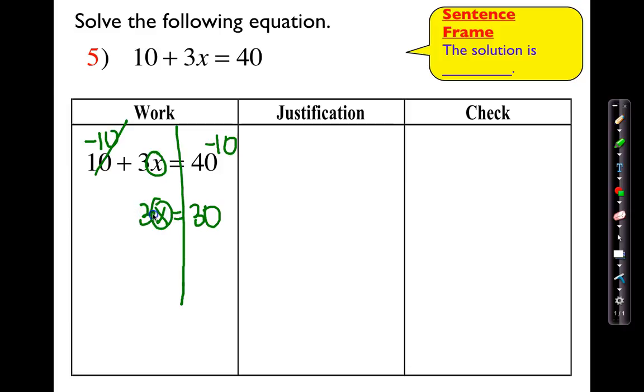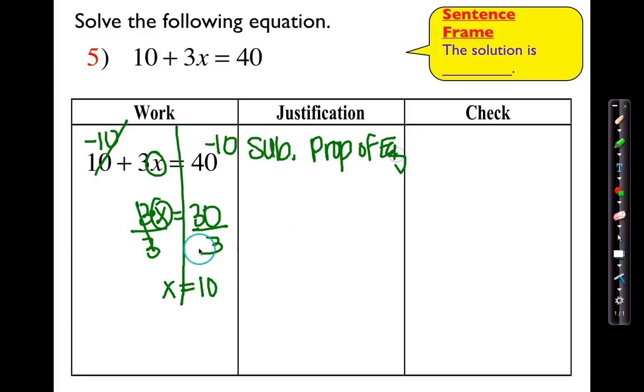This means 3 times x. So the inverse would be to divide both sides by 3. 3 divided by 3 is 1. 1 times x is x, so that leaves me with x equals 30 over 3, which is 10. Now, justifying, we subtracted 10 from both sides, so that was utilizing the subtraction property of equality. And then on this side, we divided both sides by 3, so we utilized the division property of equality.